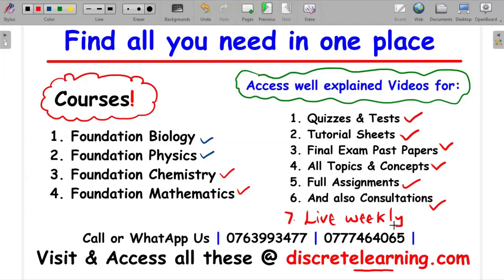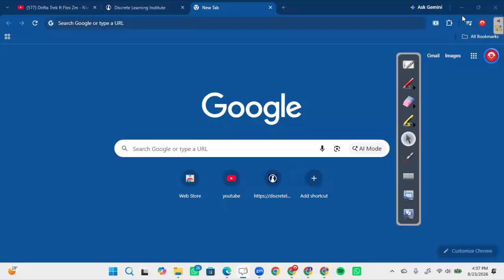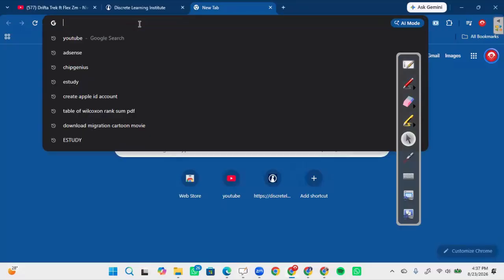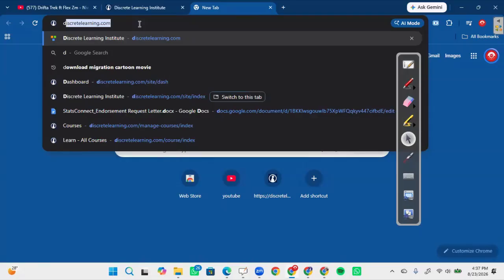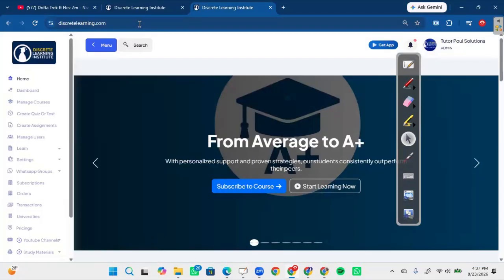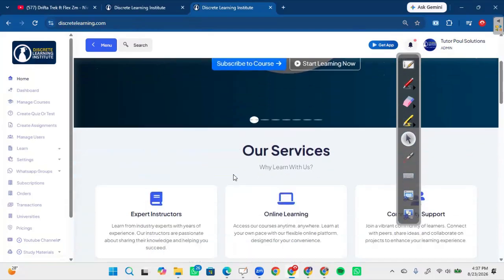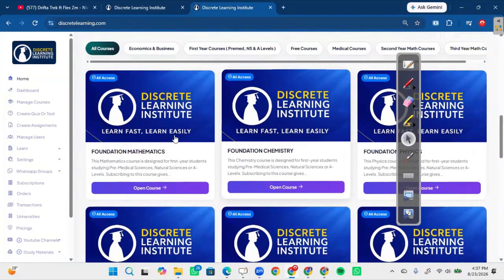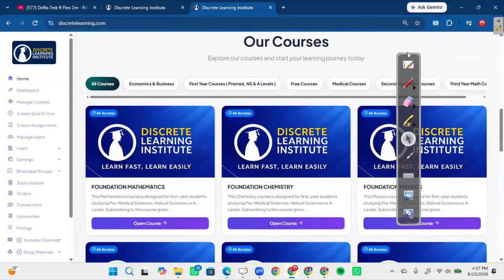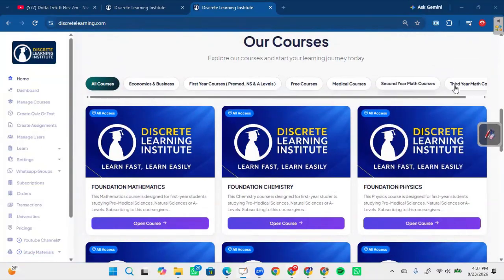For those who've never seen the website and want to subscribe right now, you can simply open any browser. I'll open Chrome and then type in discretelearning.com. Punch this, and it takes you to the website. So this is the website here, and you can see there are a lot of courses. Depending on the level where you are, we have these filters on top. You can even check the filter for free courses. There are free study materials that you can use, like the past papers, past tutorial sheets, notes and the like. You can go there and you're going to find them.